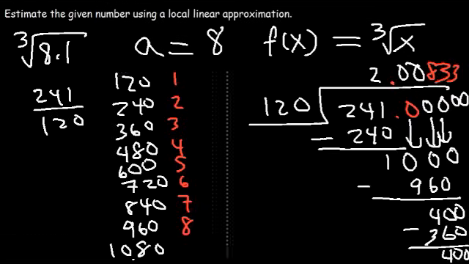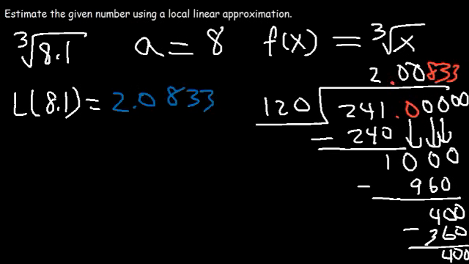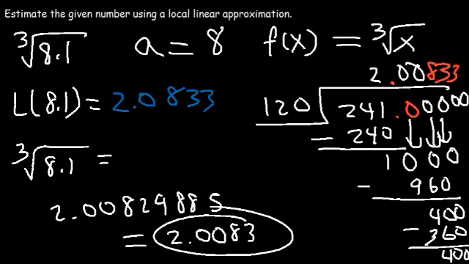So therefore, the cube root of 8.1 is about 2.08333 repeated. Now let's find the exact answer of the cube root of 8.1 using a calculator. So the cube root of 8.1 is the same as 8.1 raised to the 1/3. And the exact answer is about 2.008298885, which rounds to 2.0083. So this is a good approximation for it.